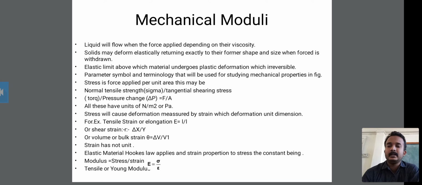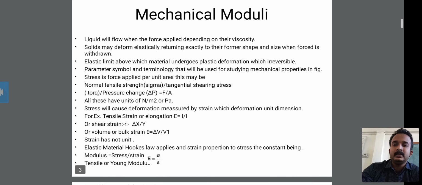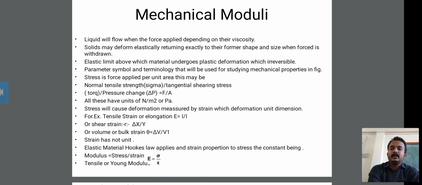Okay, तर याच्यामध्ये काय होतं की स्ट्रेस it can be deformation measured by strain. म्हणजे स्ट्रेननी या स्ट्रेसला काय केलंय, मेजर केलंय, which is a deformation unit dimension. म्हणजे डिफॉर्मेशन unit dimension, म्हणजे डायमेन्शनमध्ये एक प्रकारे त्याची युनिट डायमेन्शन्स आहे तर त्या युनिट डायमेन्शनमध्ये हे स्ट्रेन मेजर केले जातात. ओके, example is tensile strength or the elongation e is equal to l upon L.